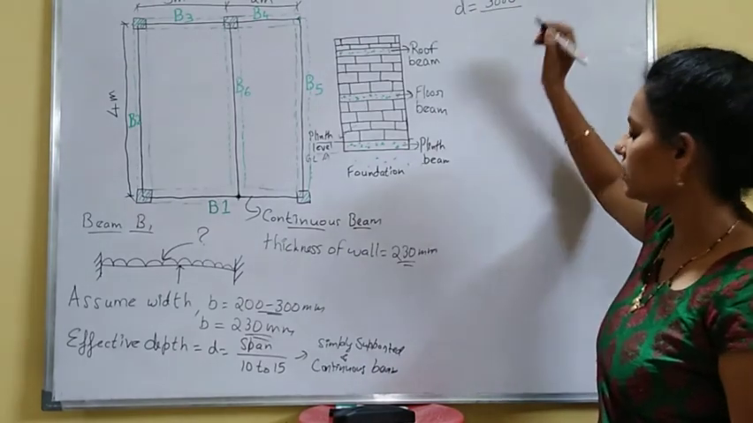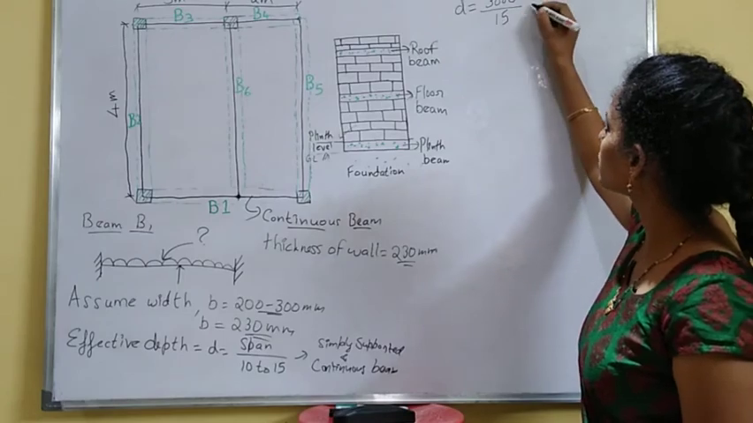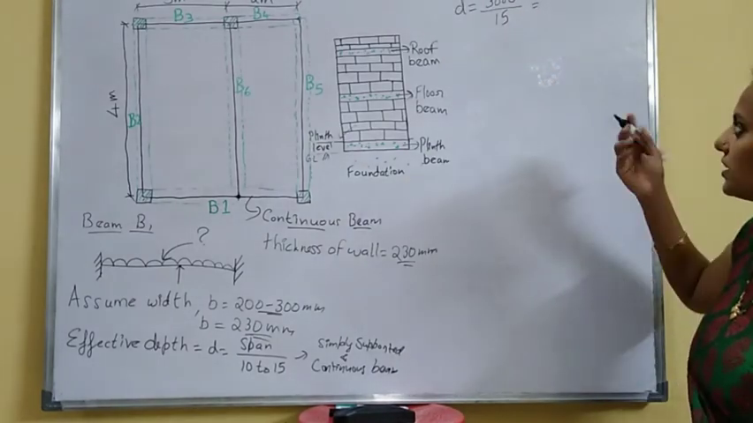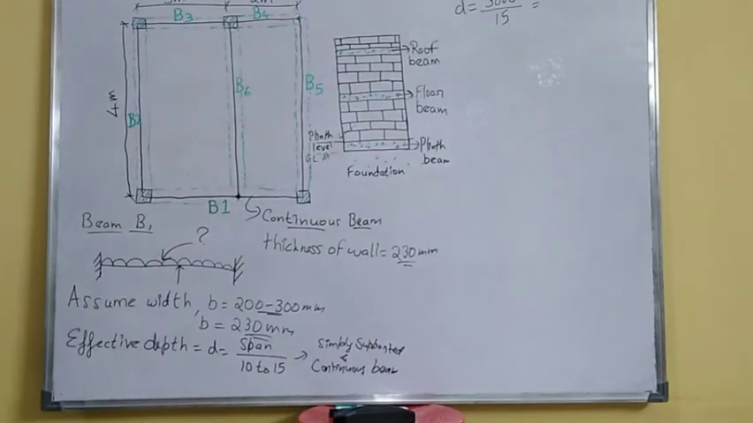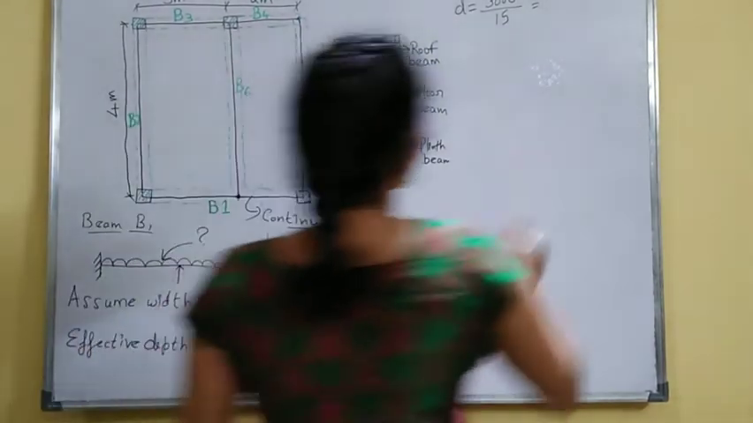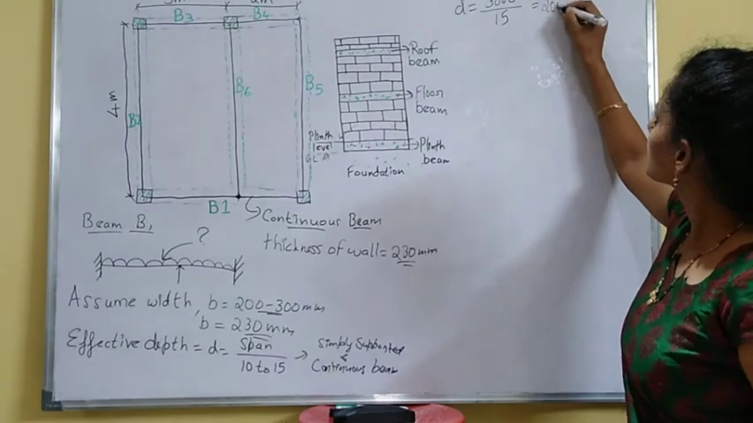The span is 3000 divided by 10 to 15. You can assume anywhere in that range. I will just take 15. So 3000 by 15 will be 200 mm.